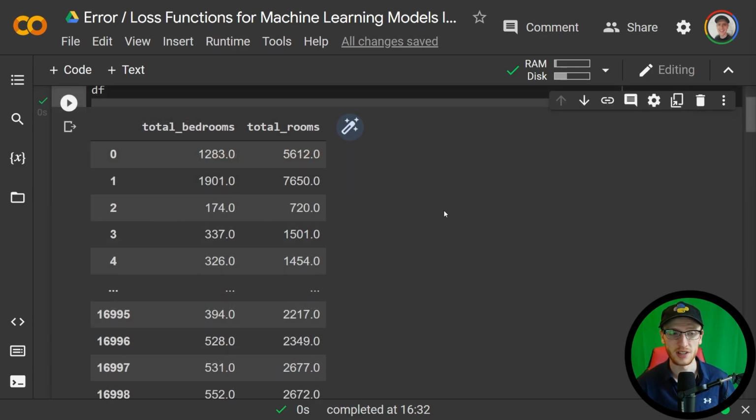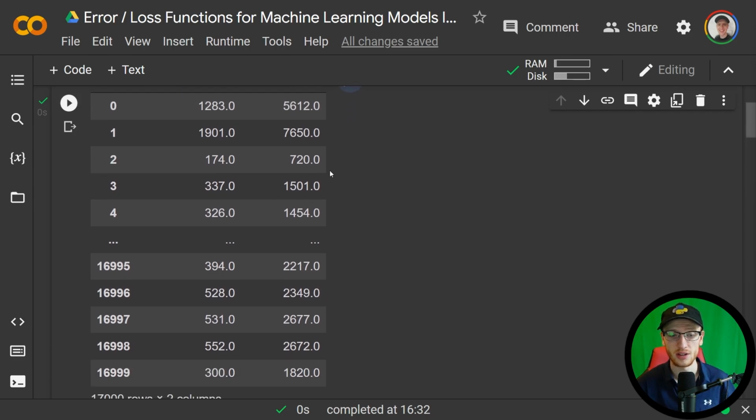So in this dataset, we have many different areas in California, and for each of those areas, we've tabulated the total number of bedrooms in that area and the total number of rooms in that area. So the first area here has 1283 total bedrooms, and that same area has 5,612 total rooms.